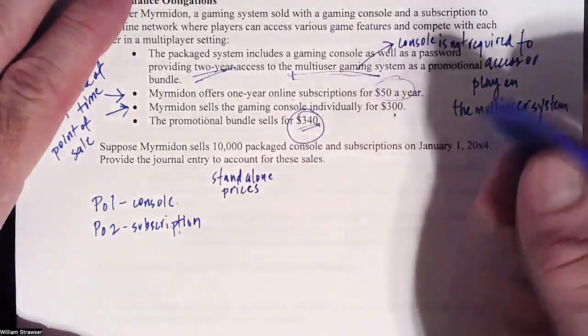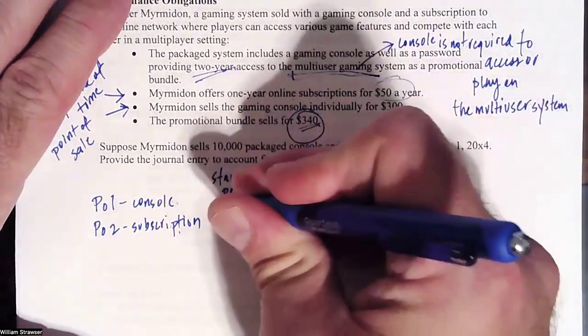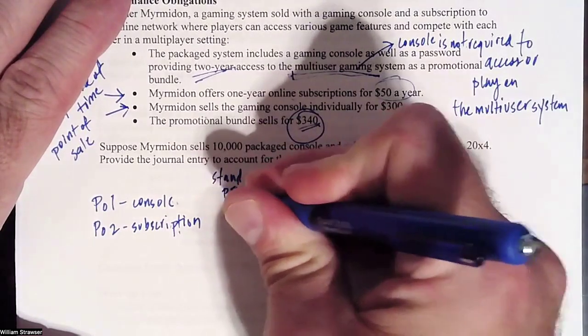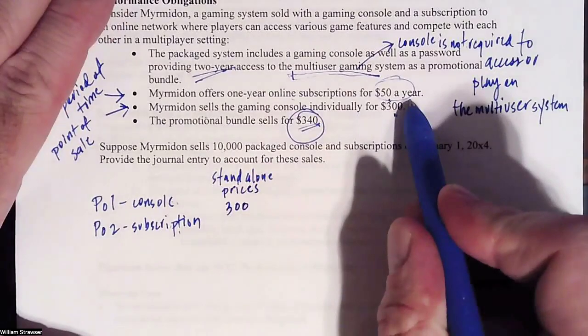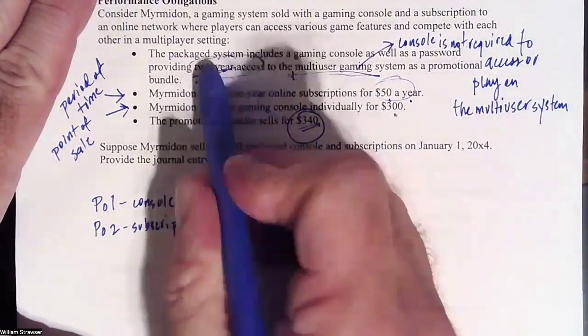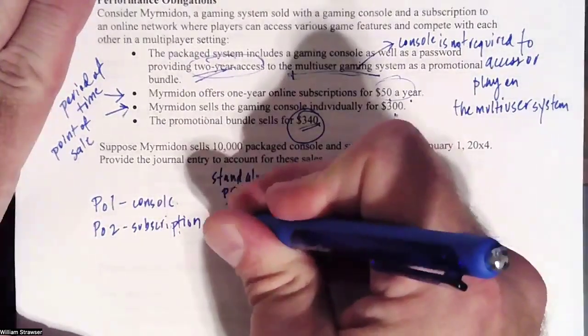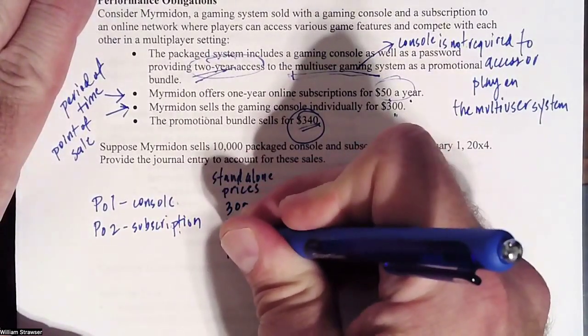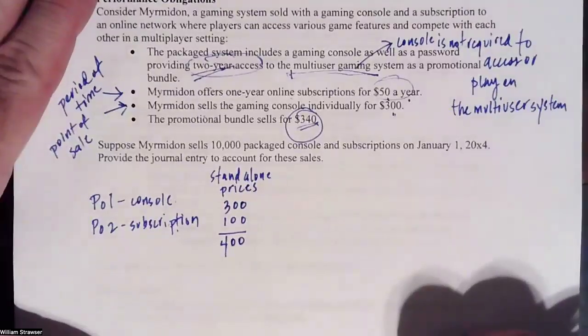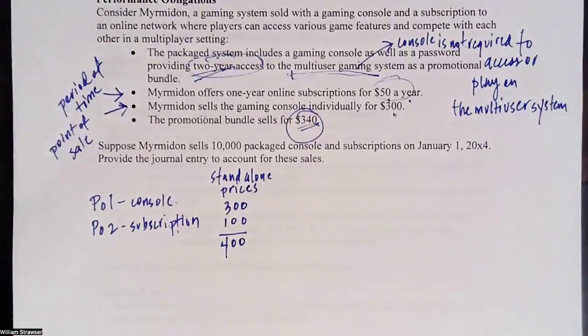So the standalone price of a console is $300. The standalone price of the subscription is 50 for a year, but they're getting 2 years in this package, so that's 100. Then altogether, if I bought these two separately, I would pay $400, right? So that's the total of the standalone prices.